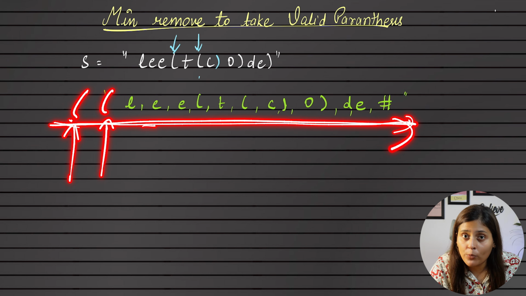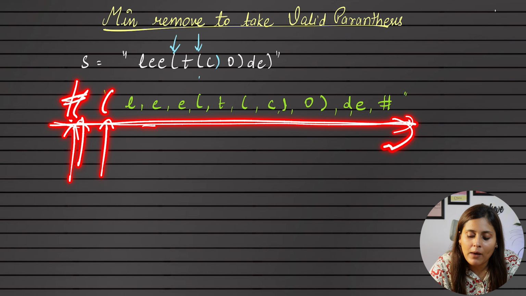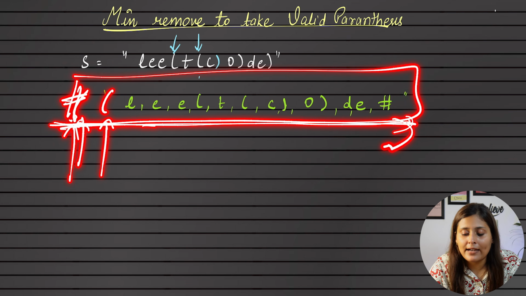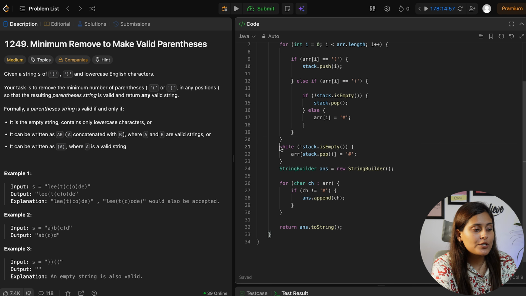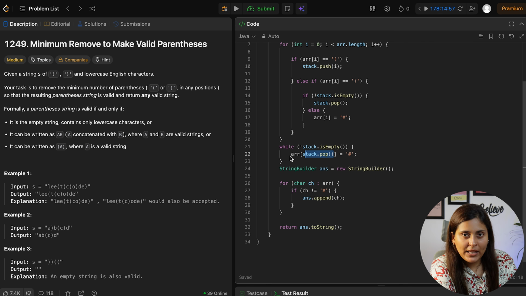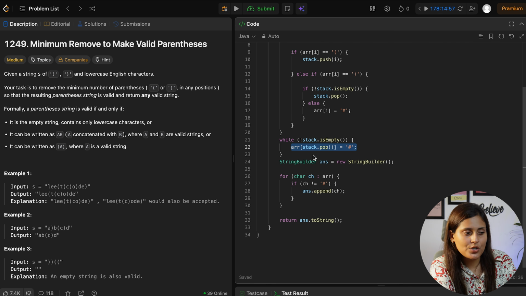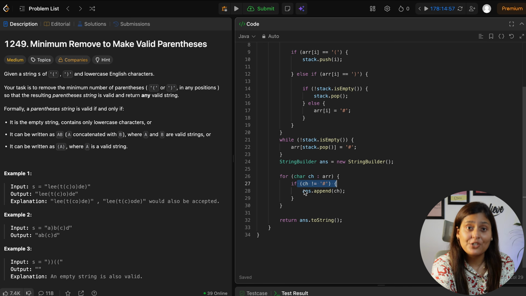So again we have to run the loop on the stack, and whatever indexes we are left with, at those indexes we have to mark hashtag. At the end we will read only those characters from the array which are not hash, change it into a string and return that. Very simple. So until the stack is empty, from the stack we'll pop the indexes, and at that index of the array we'll mark hash. Now finally we want to return our answer. So we will run the for loop on the character array, one by one we will read the character. If it is not hash, then we will add it to the answer, and at the end we'll convert this and return it.